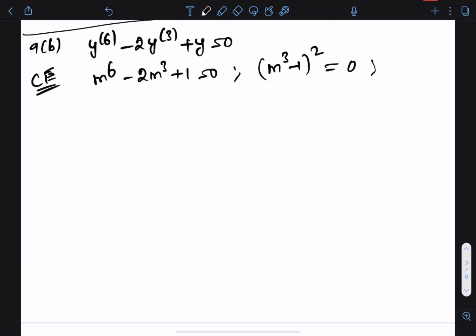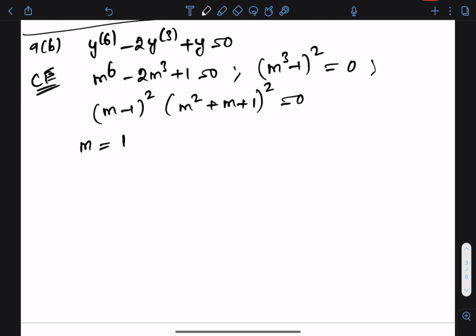Right? Or equivalently, now this is a cube minus b cube form. So m minus 1 whole square times m square plus m plus 1 whole square equal to 0. So this sixth degree polynomial can be factored like this. If you solve for this, you have the following roots. So you have m equal to 1 as a double root, and then from the other factor you will have two roots and both the roots are double roots.